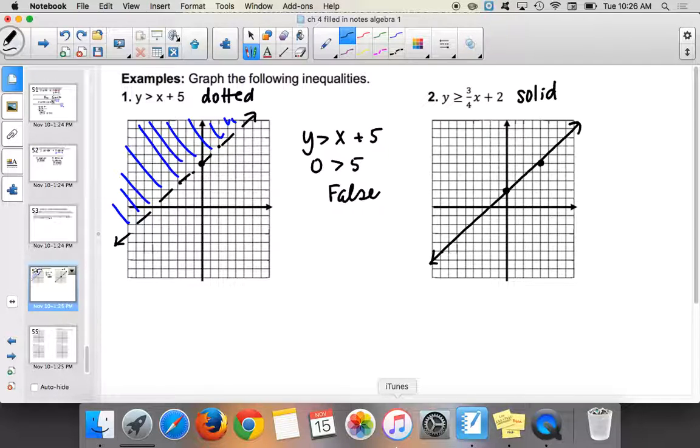So we have our solid line, and now we just decide where to shade that line. So we pick any point that is not on the line. We don't have to pick 0, 0, we can pick any point, but 0, 0 is usually the easiest. So 0, 0 is below the line, right?